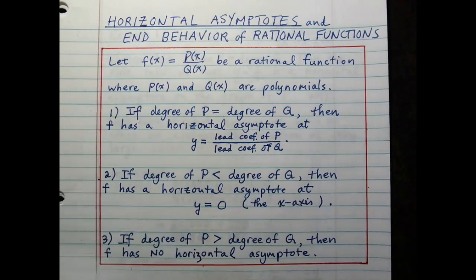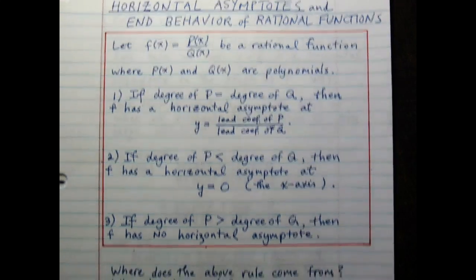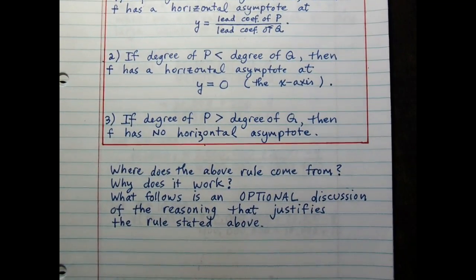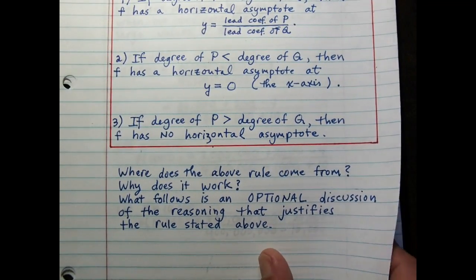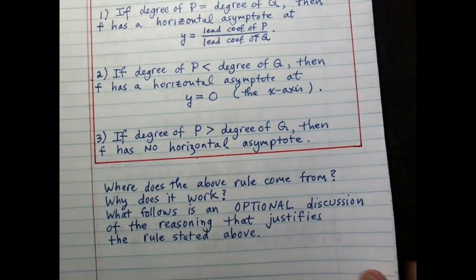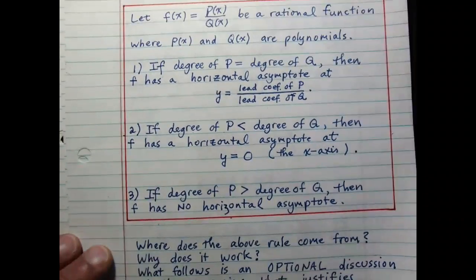And we're going to apply this in more examples. But before we do a bunch of examples, where does the rule come from? Why does it work? So what follows is an optional discussion of the reasoning that justifies the rule. If you want to skip this, if you're not curious about where it comes from, you can. But for those who are curious and want to know why the rule comes out the way it does, try to follow this little explanation right now.